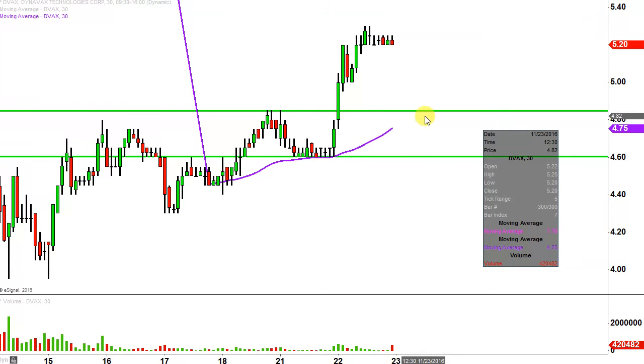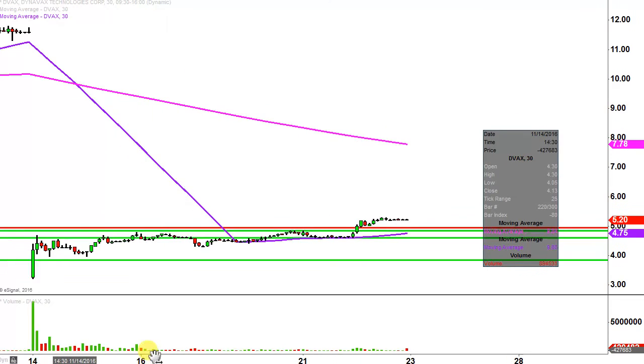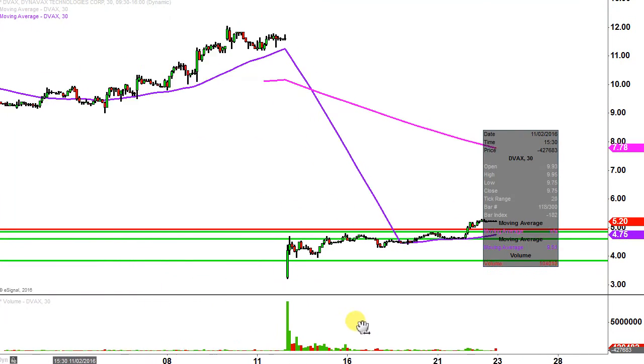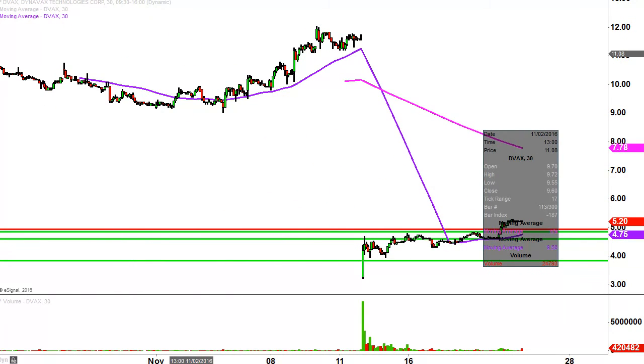Now, what about levels of resistance? If this upwards move is going to continue, where are some potential battlegrounds? So for this, I'm going to have to scrunch up the chart here a little bit. Probably a lot of it. Let's see.